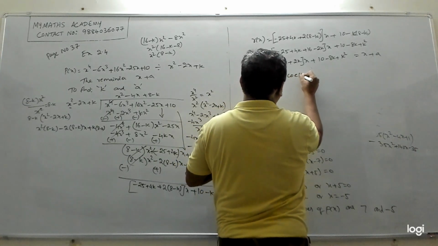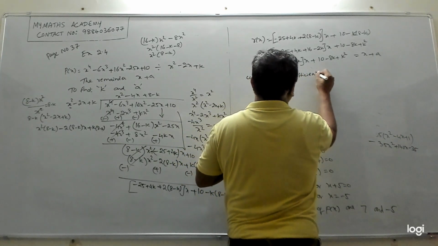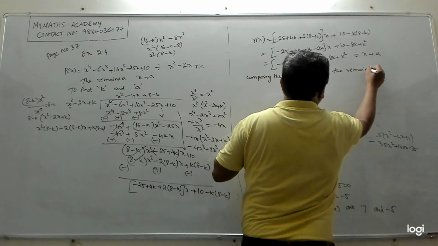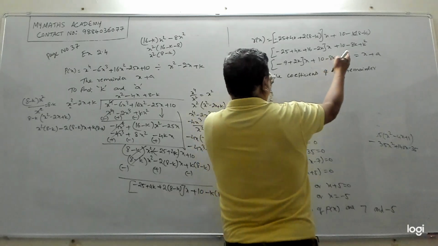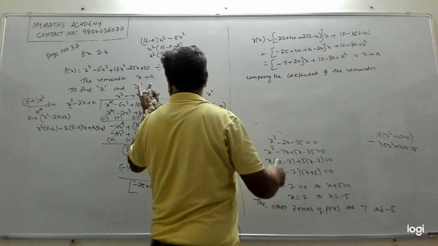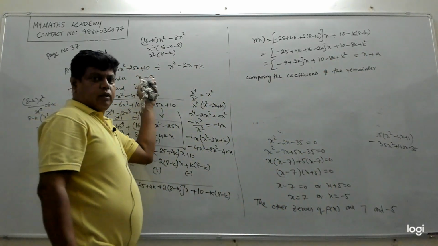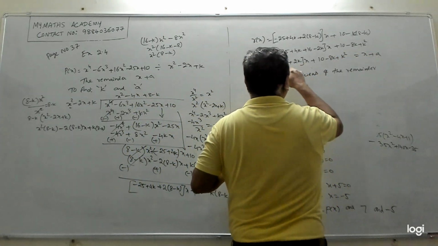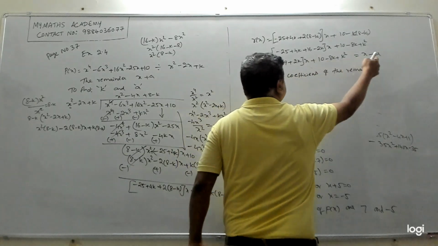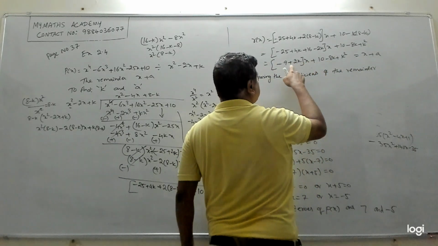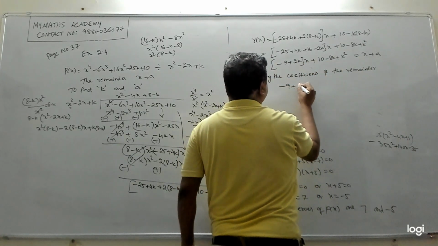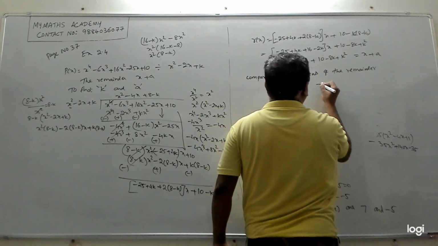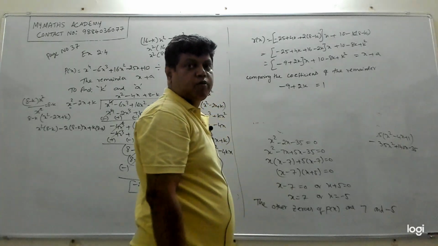So when we compare the coefficients of the remainder, because this entire value should be equal to x plus a. That's what they have given in the question. When can this entire value become x plus a? This is x. Before x we have minus 9 plus 2k. That is the coefficient of x here. On this side, what is the coefficient of x? 1. The coefficients have to be equal.